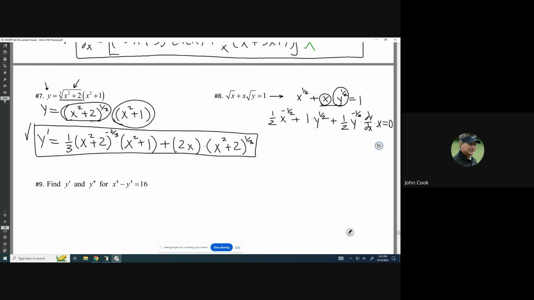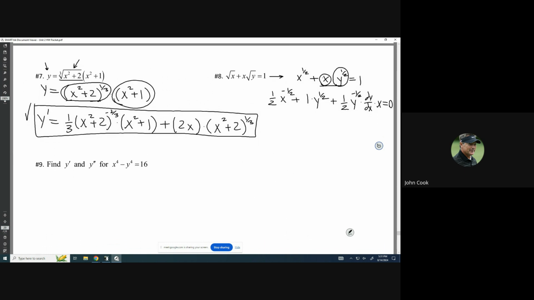Okay, so now my goal with this one is to get the dy dx's on one side and all the other stuff on the other side. So I actually only have one term, this one, that has a dy dx on it, because that's the only time that I had to take the derivative of something with a y in it. So I'm going to move all the other stuff to the opposite side of the equation, over on this side. So I'm going to subtract that 1/2 x to the negative a half, and I'm going to subtract that y to the 1/2 power as well over to the other side.